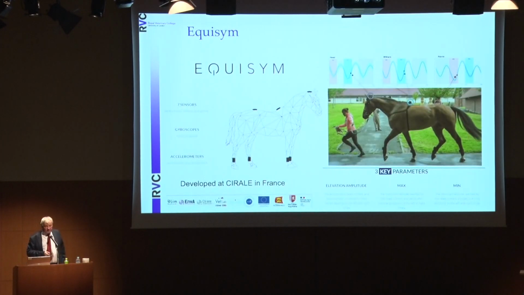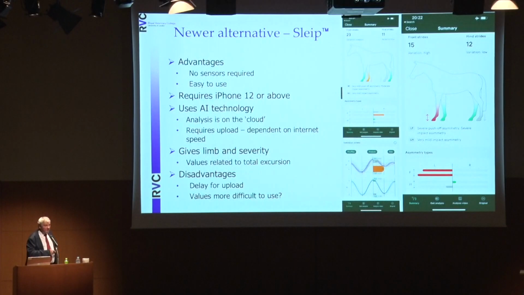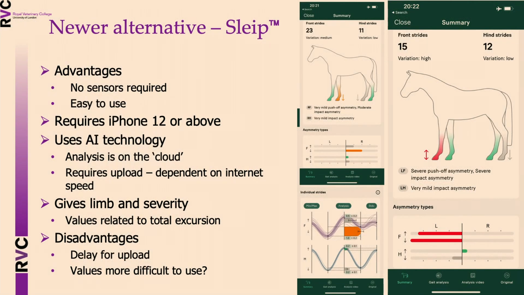There are other systems out there. This is the one developed in France, which consists of 7 sensors. So you can understand the complexity gets more and more complicated with each system. However, there is now a newer alternative that does not require the use of sensors and so is very easy to use.